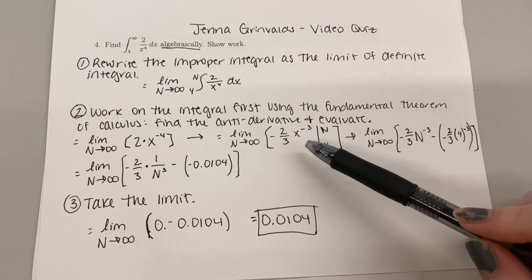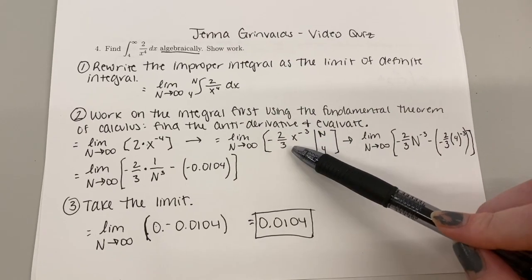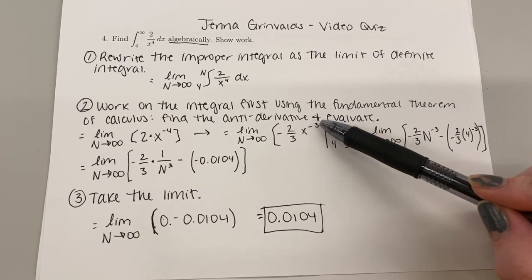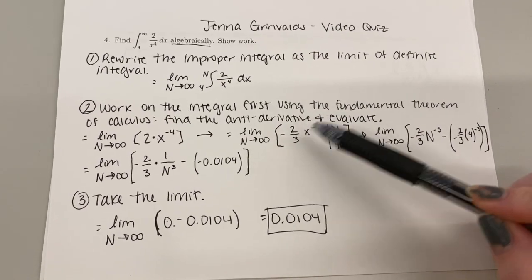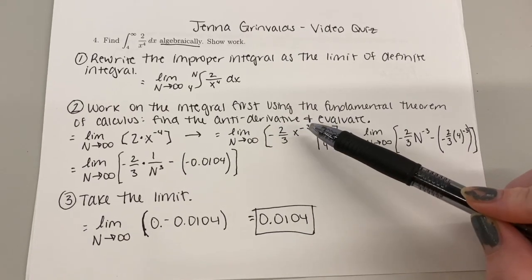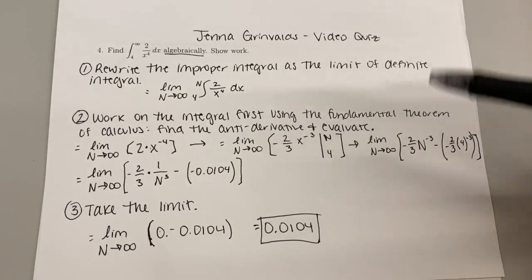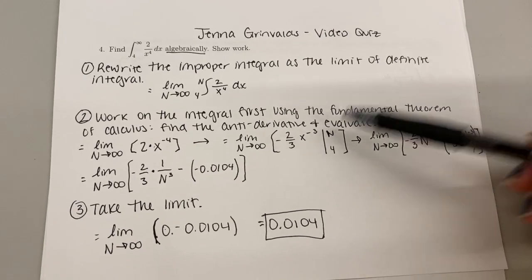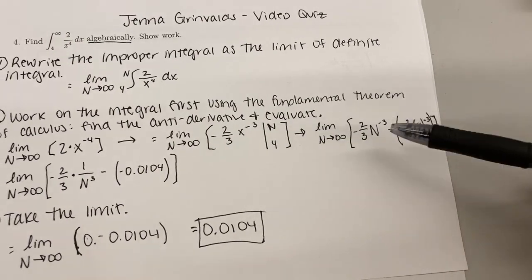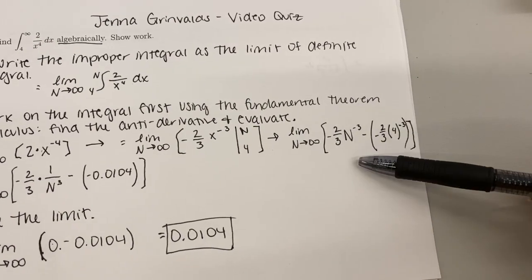Moving on, when you take the antiderivative of this, you would get 1/3 over x to the negative 3. Or sorry, negative 1/3 over x to the negative 3. Multiply that by 2, you get negative 2/3 times x to the negative 3. And then you're going from 4 to n. So here, you plug in these two into these equations and subtract.